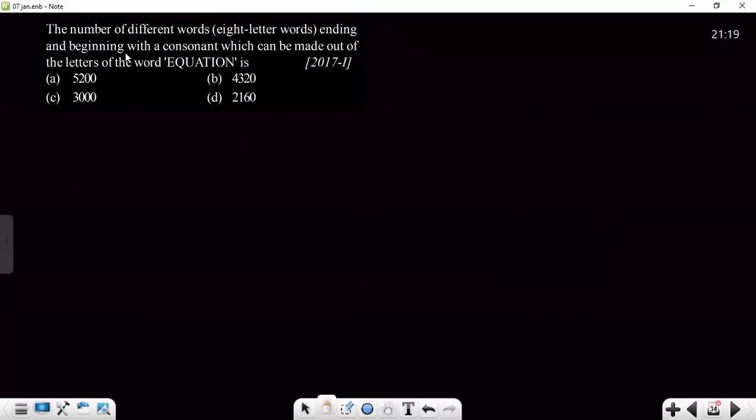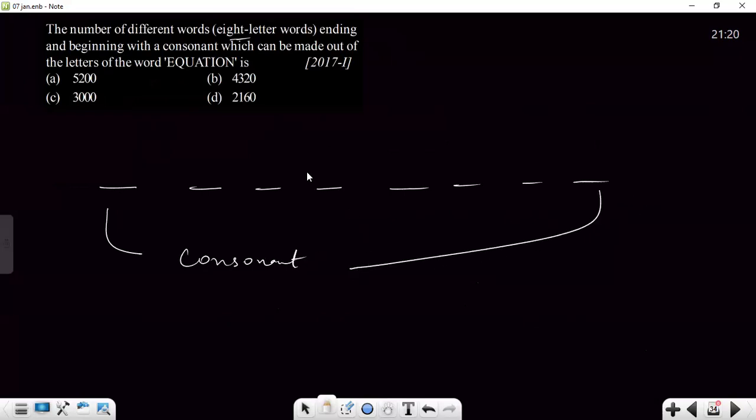Okay. The next question asks the number of different 8-letter words, ending and beginning with a consonant, which can be made out of the letters of the word EQUATION.